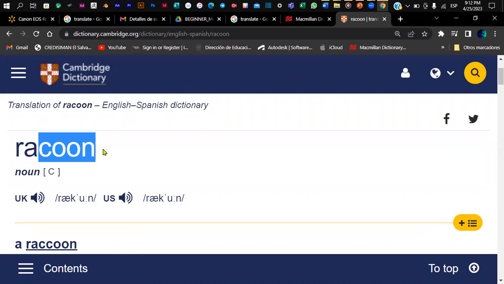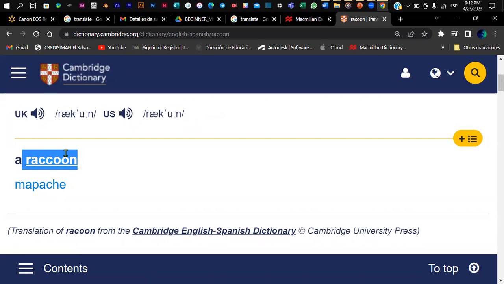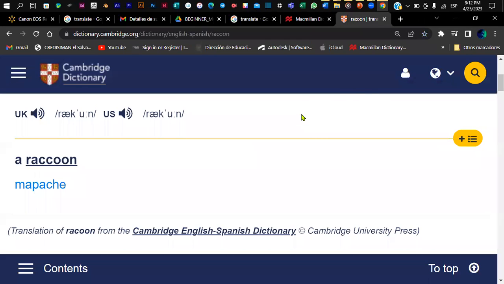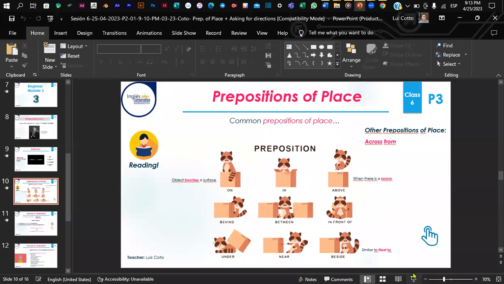Okay, this can be an option, a translation of raccoon. Is this one, es esta, this one, double C, correct? Double O. ¿Sí? Important double checking. Importante revisar. Yes. Twice. Using different tools. Very good. Nice, nice. No se quede con una option. Okay, good. Double C. Raccoon.